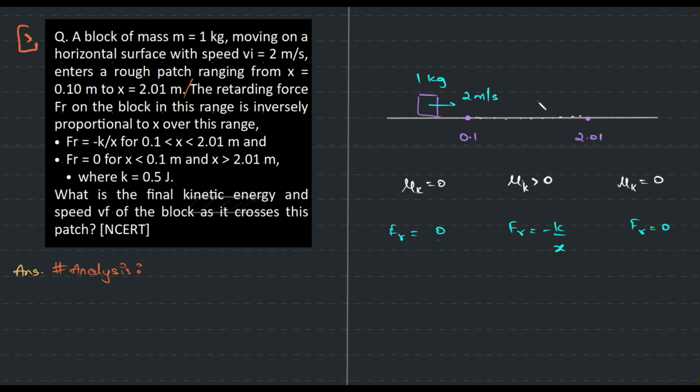So here what happens? It's encountering the frictional force. And of course, when it comes out over here, its velocity would have reduced, right? What is the final kinetic energy and the speed of the block as it crosses this patch? Okay, so how will we go on doing this?